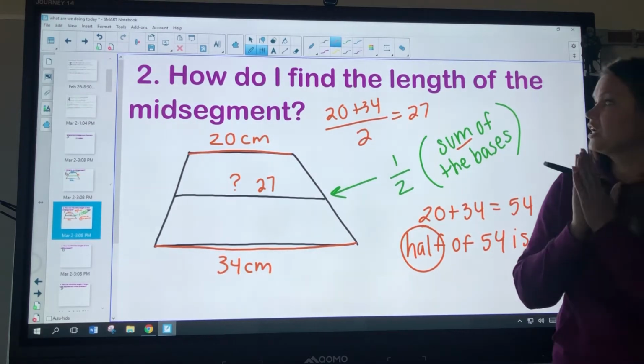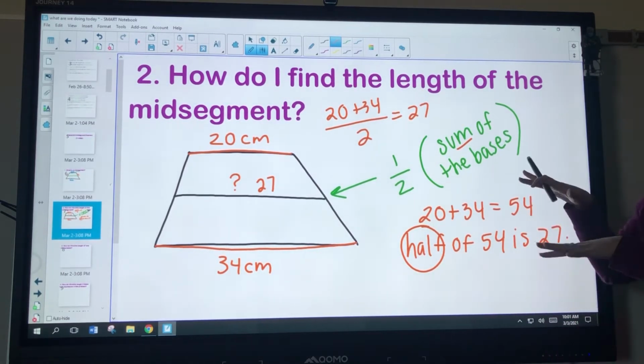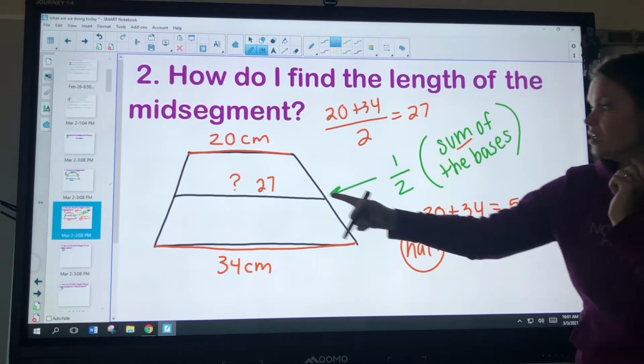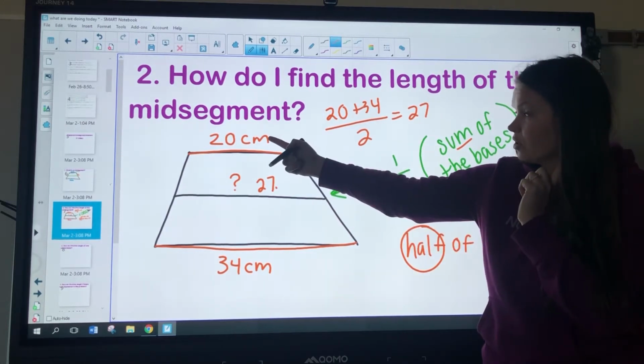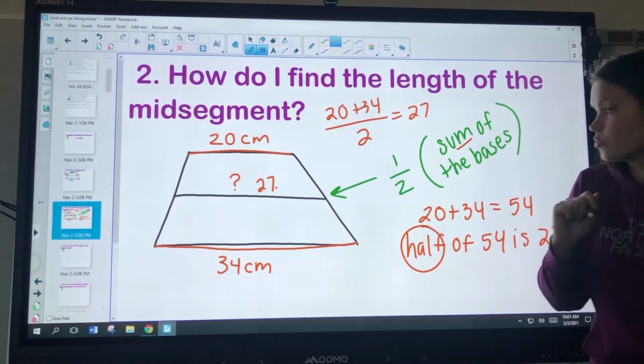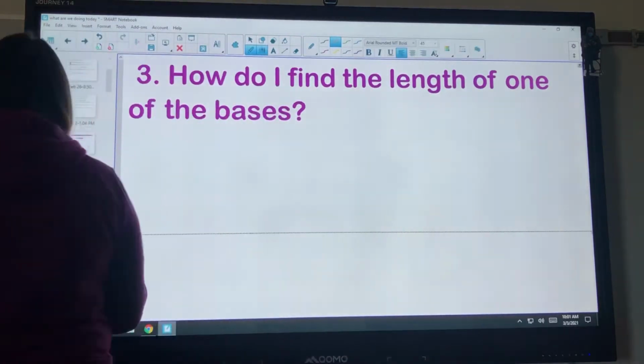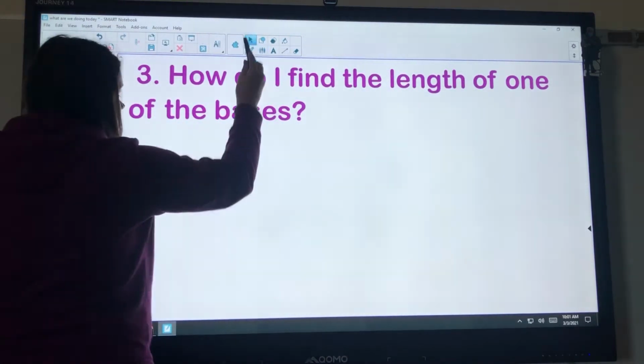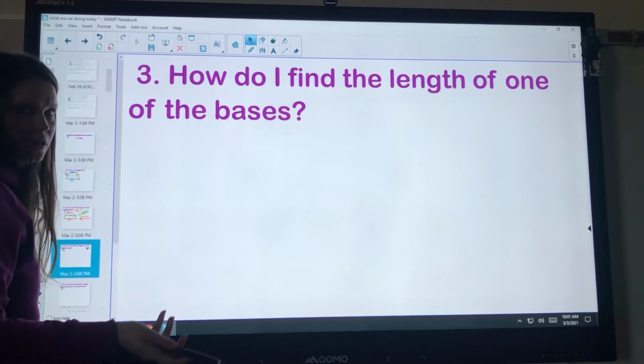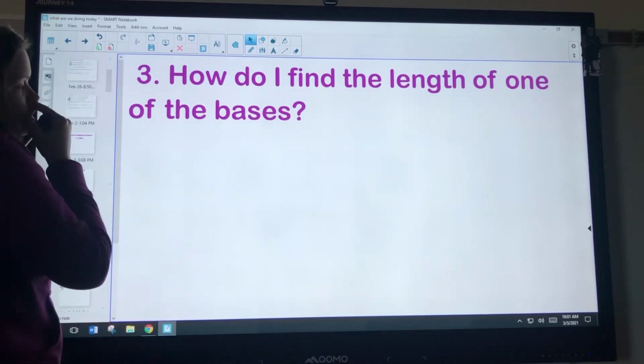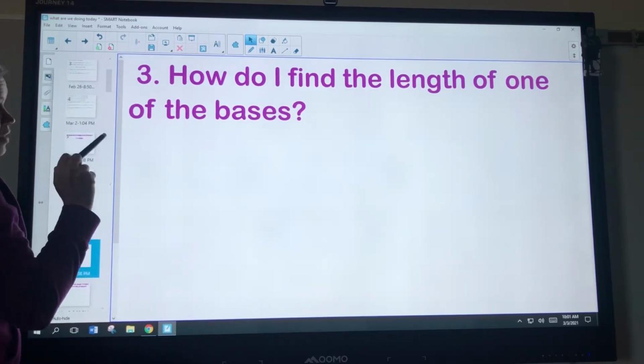But that's how you find the length of a mid-segment. Now that's the easy kind. It's a lot trickier when they give you the mid-segment and they ask for that. That's why you learned algebra. So let me show you. Like the whole point of learning how to solve for x is because you need it to find lengths of shapes in geometry. So how do I find the length of one of the bases?